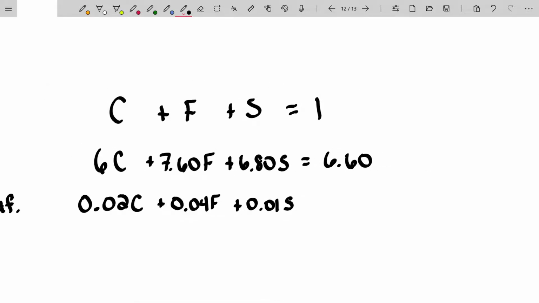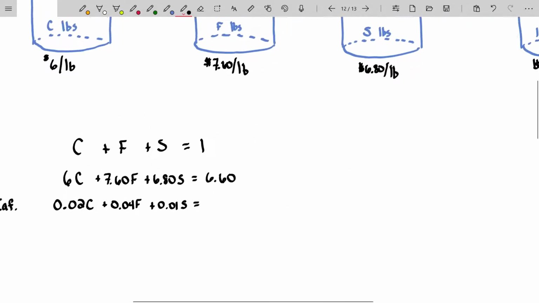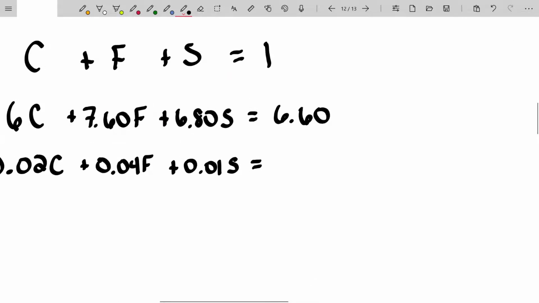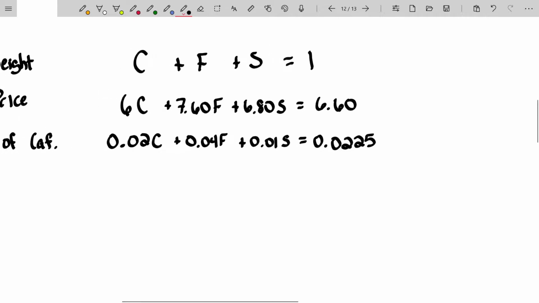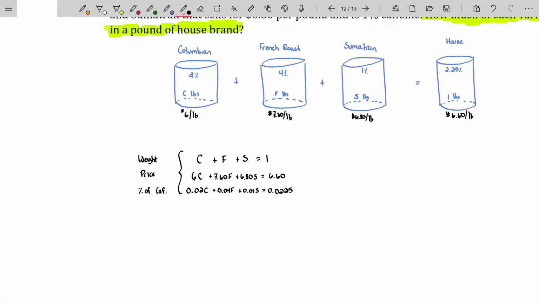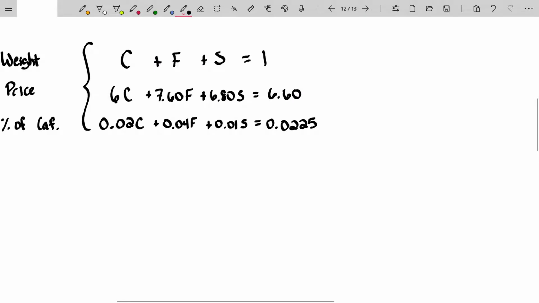In the end, we want the amount of pure caffeine to be 2.25% of our 1 pound mix. So 2.25% is 0.0225. And again, times 1 because we have 1 pound, but that's okay. So note, we now have a 3x3 system of equations. Tackling something like this really is easier done when you draw a picture. It just is much easier to deal with. Now, how do you solve this? Elimination. That's the way I'm going to solve it.